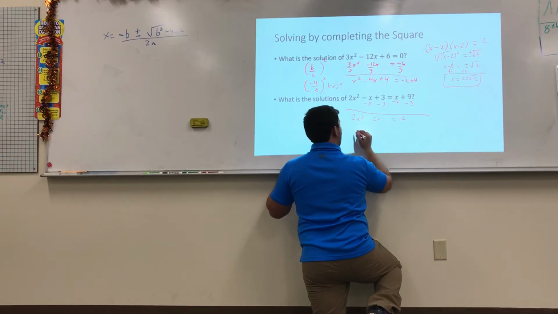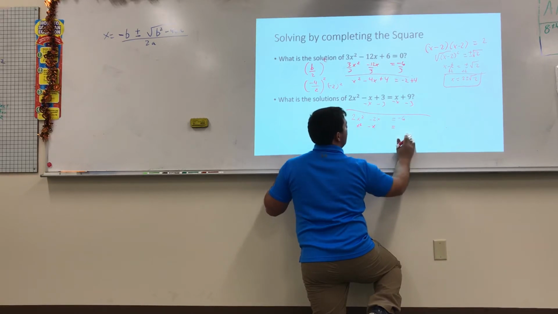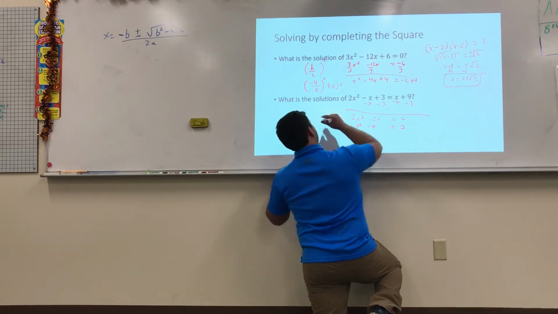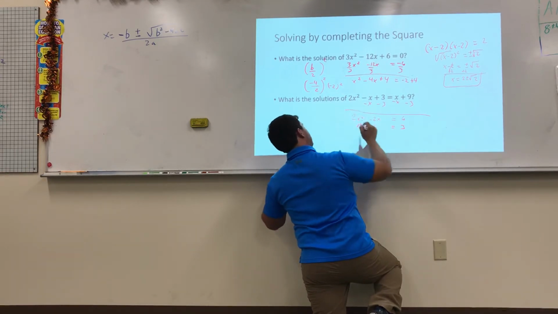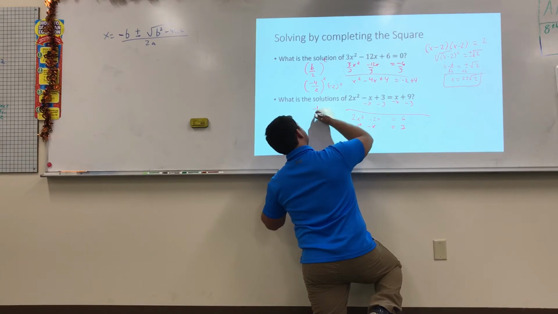Okay, I'm going to divide by the coefficient. I'm going to get x to the second minus x equals, this should be a positive, and we're dividing by 2, so we're going to get 3. Do the b thing. B is negative 1 over 2.